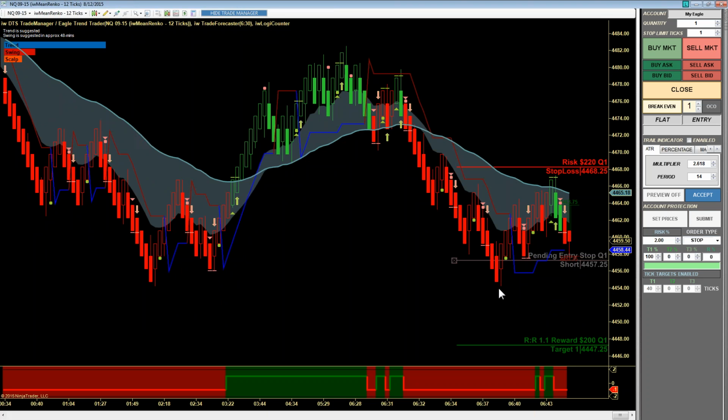Perhaps the better place to enter is right below this low, but once again, that would mean giving up quite a bit of our profit objective before I even gain entry.